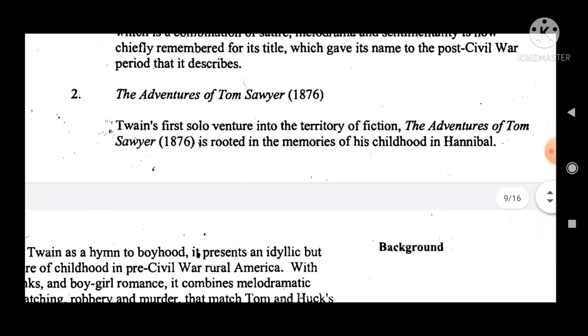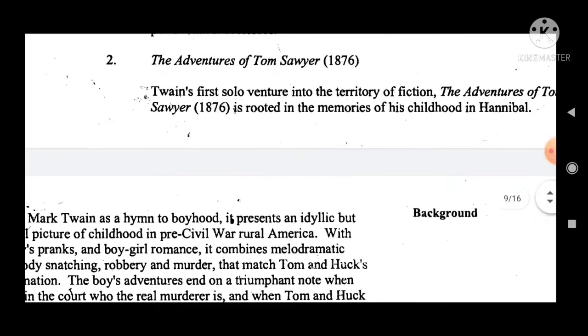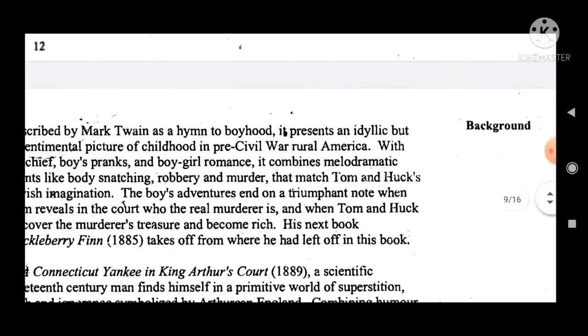Then The Adventures of Tom Sawyer 1876. Twain's first solo venture into the territory of fiction, The Adventures of Tom Sawyer 1876, is rooted in the memories of his childhood in Hannibal.